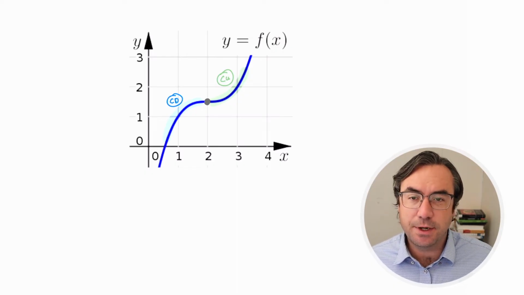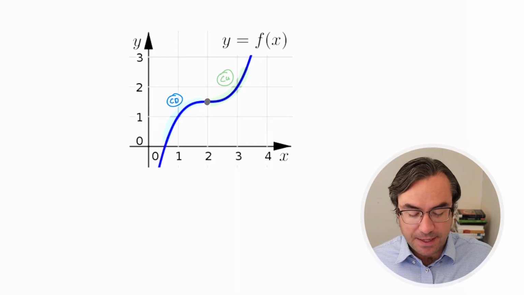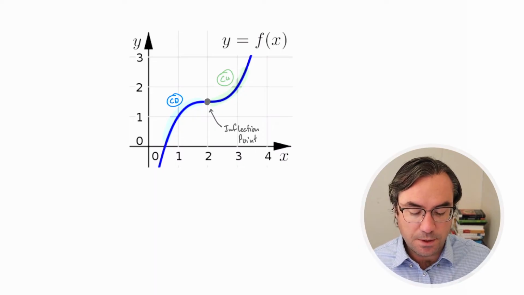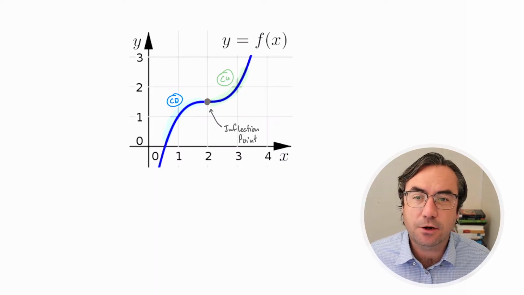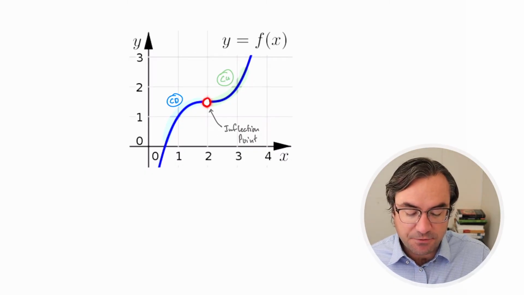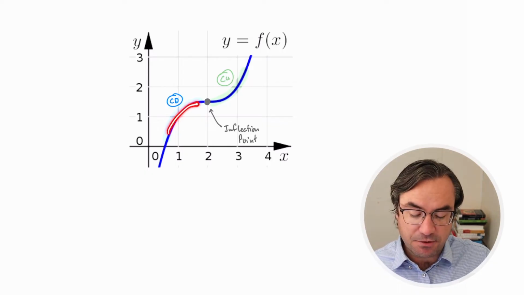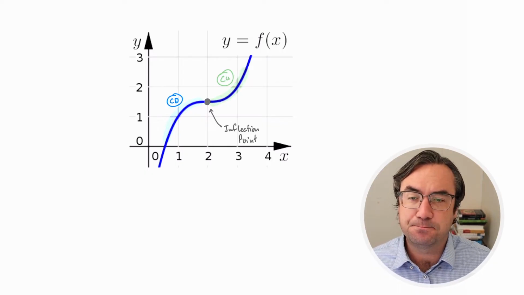And we give such a point a special name. We call that our inflection point. So it's the one specific point on our graph. Well, it might have more than one inflection point, but it's the one specific point in between these two sections where we change, in this case, from concave down to concave up.